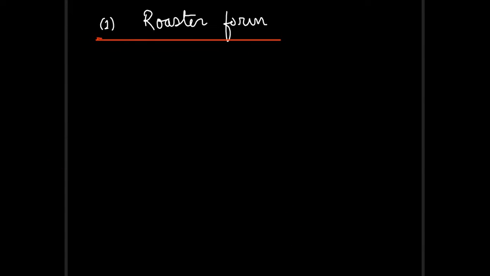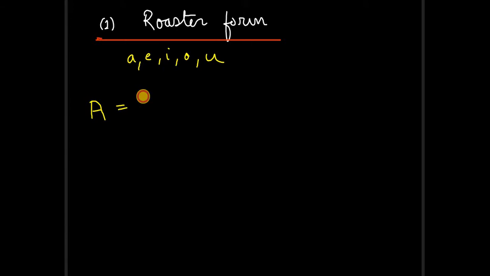Right. Now let's go into detail of roster form. Let's say we have a set of all the alphabets that are vowels. So we know that it is A, E, I, O and U. These are the vowels in the English alphabet. So in roster form, how can we represent it? First and foremost, we have to name the set. Let's say the name of the set is A, and we know that the name of the set should be in capital letters, so we take capital A.